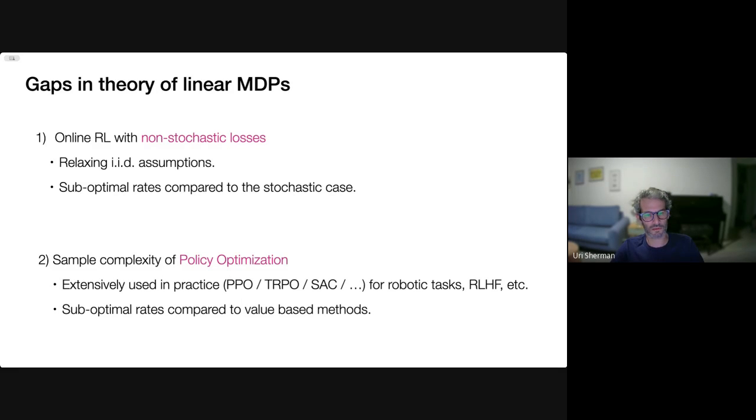And the other motivation is in the study of policy optimization methods, which I suppose all of you are familiar with. But in short, these are methods that update the policy parameters to try to optimize the value induced by the policy. And this class of methods is extensively used in practice, but even in the most basic setup of stochastic losses, the sample complexity we could prove in theory was suboptimal compared to what you can do with value-based methods.